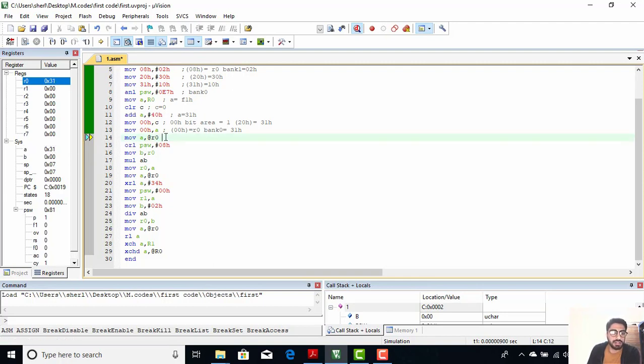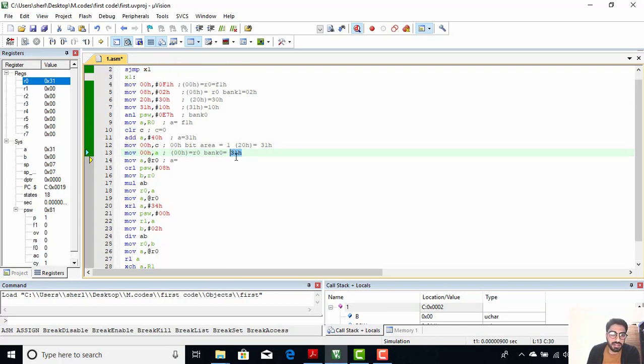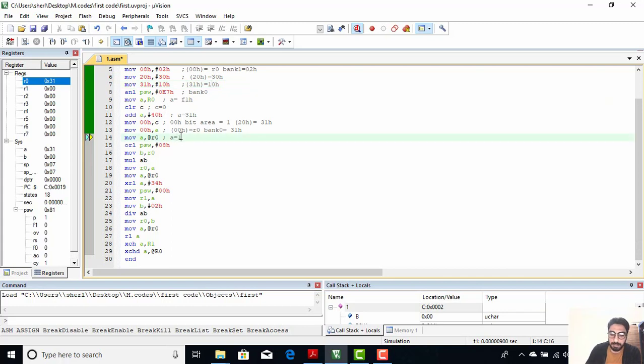Now the second line is the indirect addressing mode. So we'll see what R0 contains. It contains R0 of the bank 0, which is 31. We will consider it as an address. When we consider it as an address, we need to go exactly to 31, which is here. It's 10 hex. It means I will take the value 10 hex. Let's see if it's right or not. Yes, it's 10 hex.